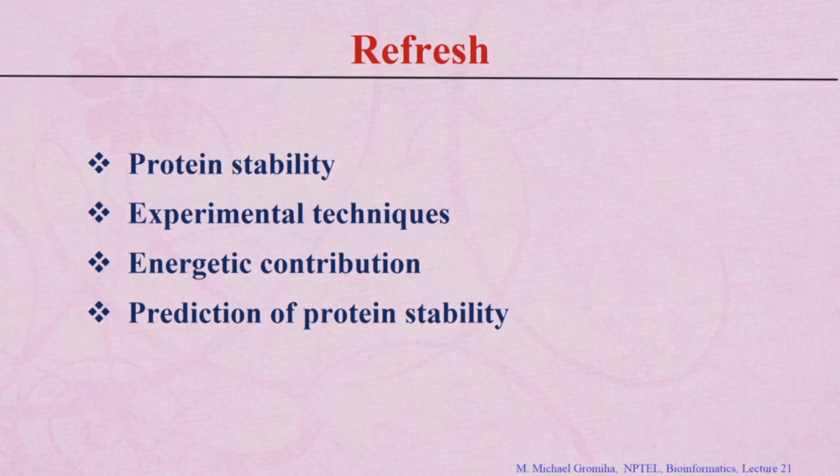What is protein stability? It is the free energy difference between the folded and unfolded states, right. So, what is the value of this free energy change? It is marginal, about 5 to 20 kilocalorie per mole.